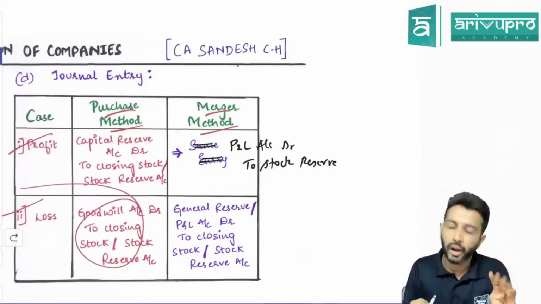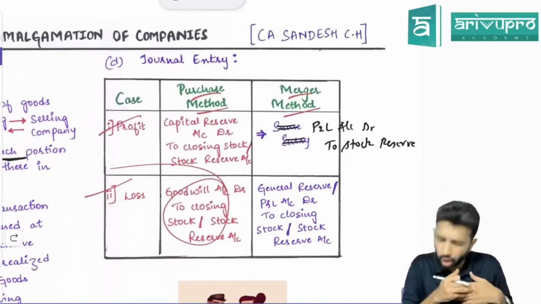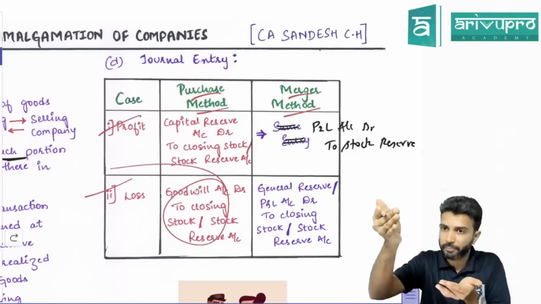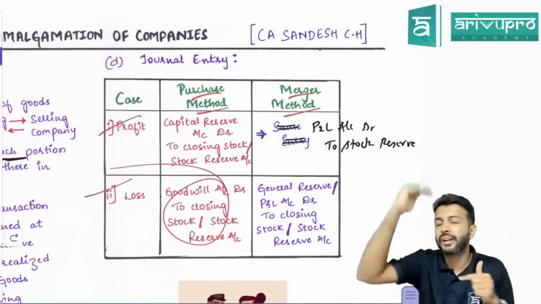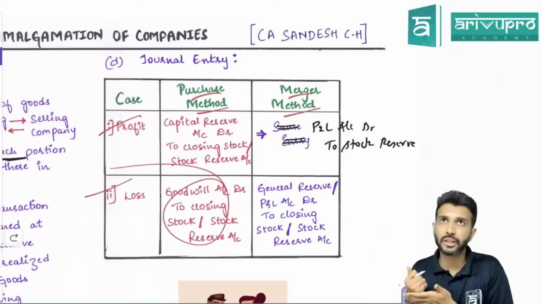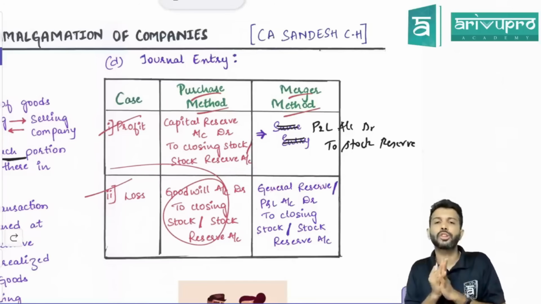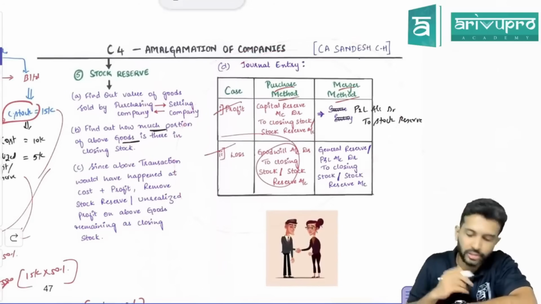However, if it's a merger method and it's a loss, we call that loss goodwill. Now, if you show it as goodwill, it becomes self-generated goodwill. So what do we do for loss? Adjust it in reserve. So the entry will be reserve account debit to stock reserve. Which reserve? Either general reserve or P&L. General reserve or P&L account debit to closing stock or stock reserve will be the entry for this particular scenario.